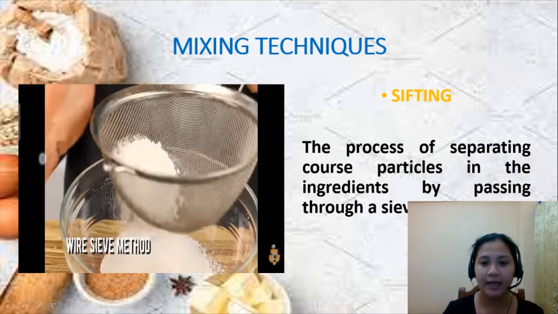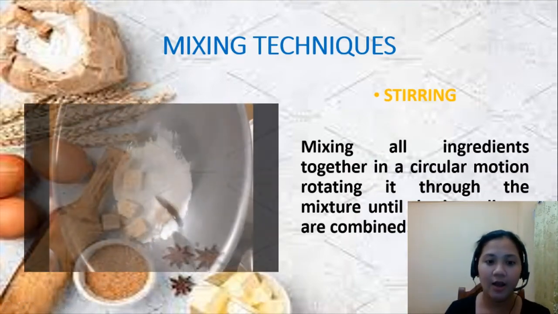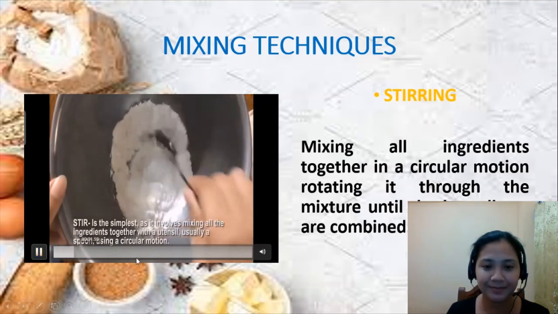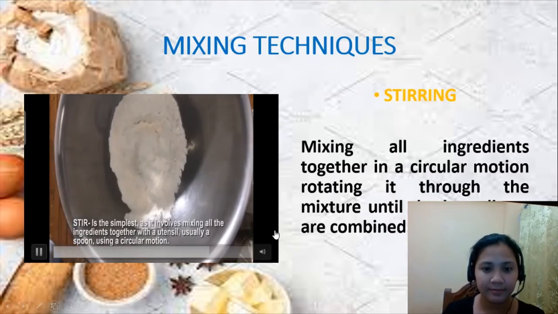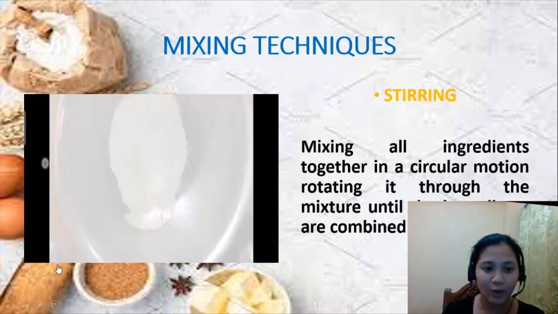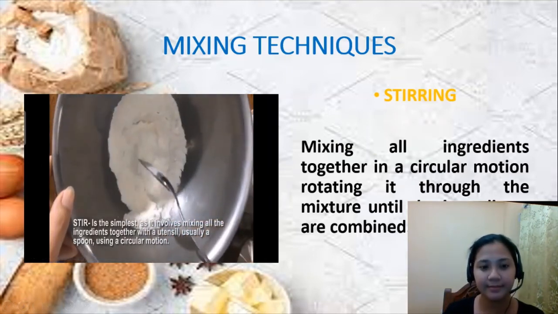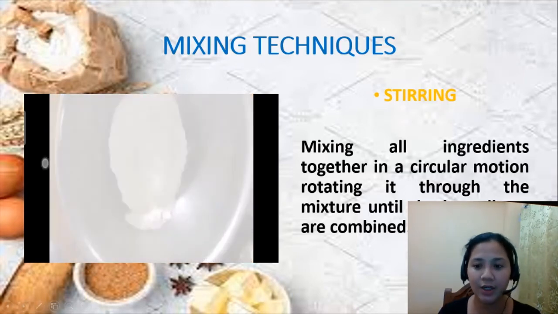Next is stirring. So what is stirring, class? Stirring is mixing all ingredients together in a circular motion, rotating it through the mixture until the ingredients are combined. Let's watch and learn. Okay, let's play it again. So that is the stirring method.